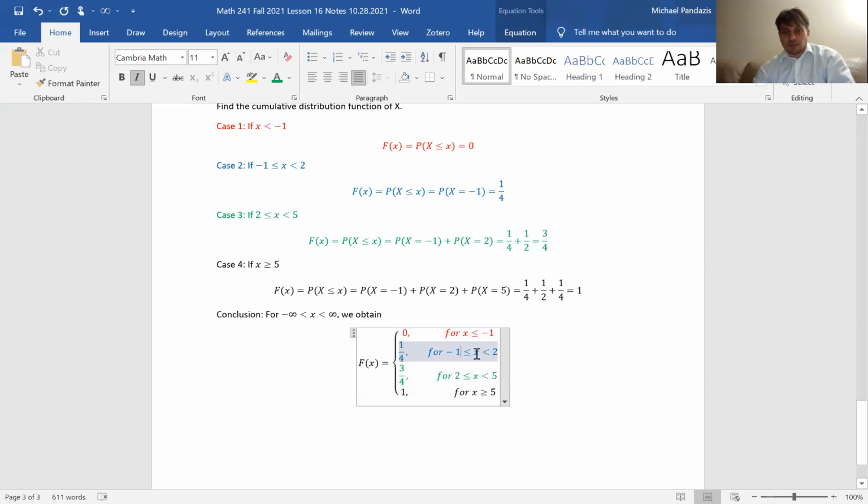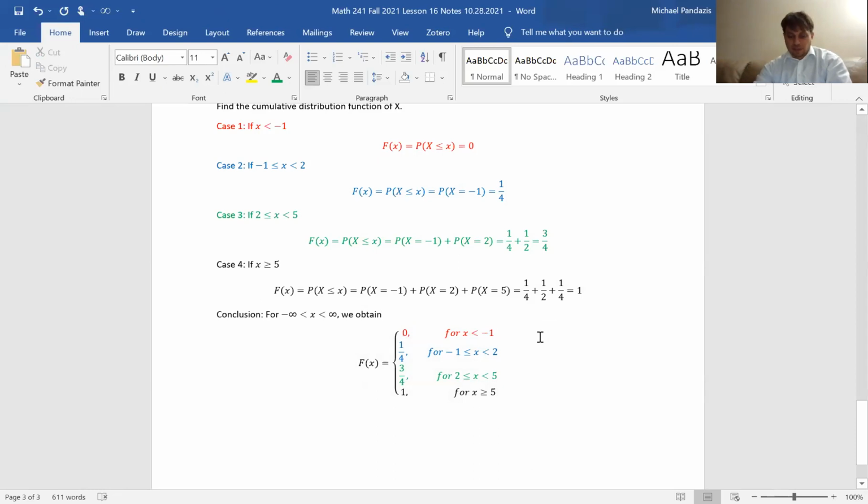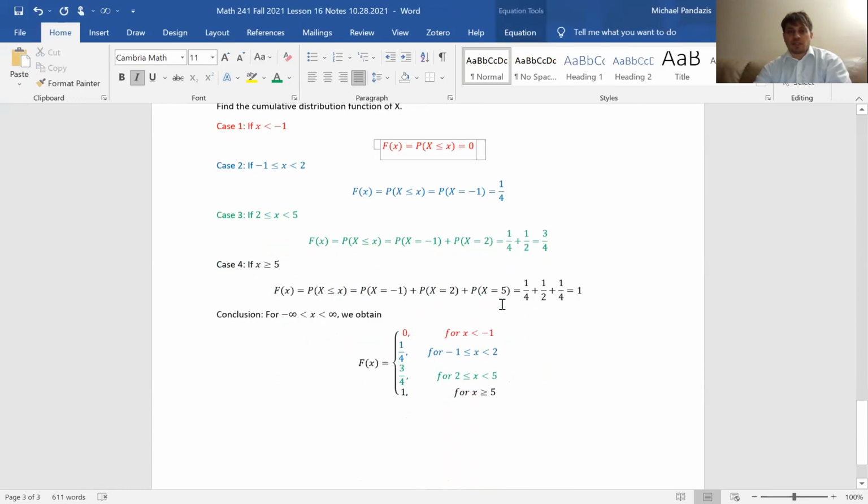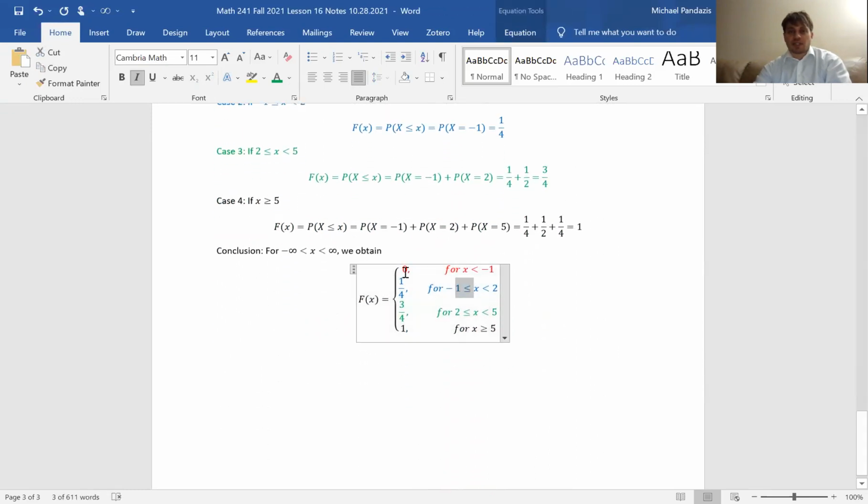This is strictly less than here, so this is a less than symbol. That's because the probability at x equals -1 is 1/4. Before x equals -1, when x is less than -1, it's 0. But then it changes at x equals -1. So I'm going to fix that.